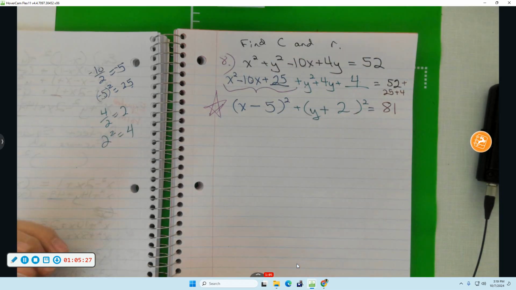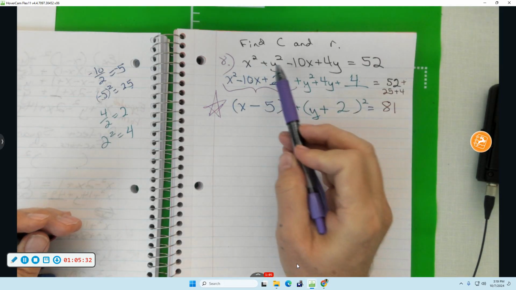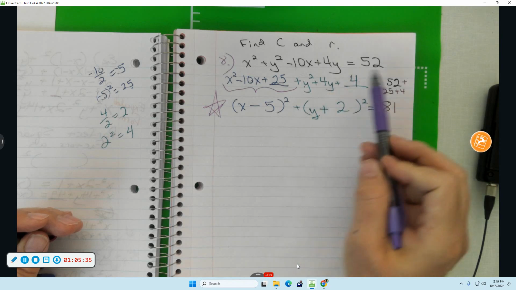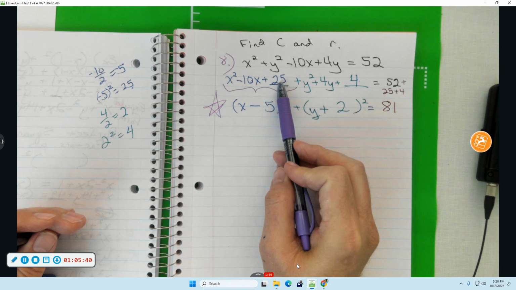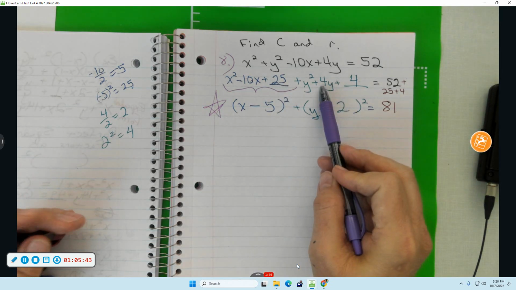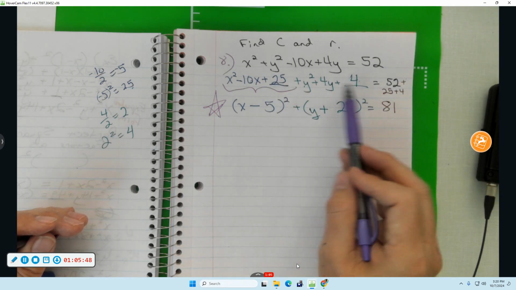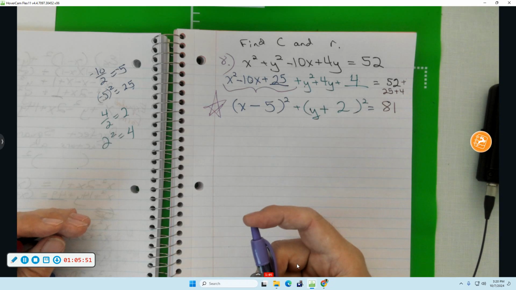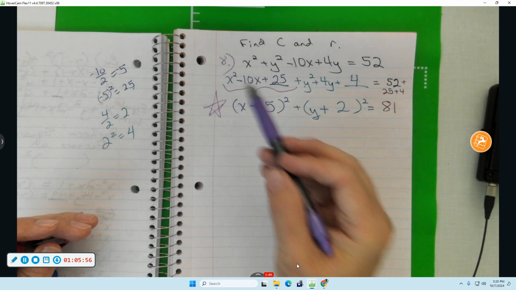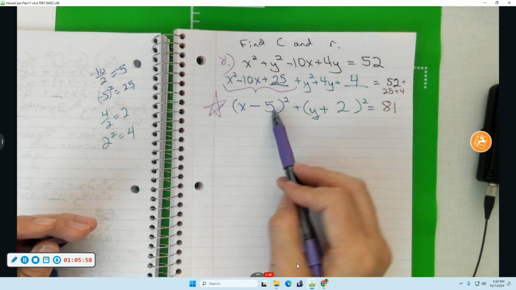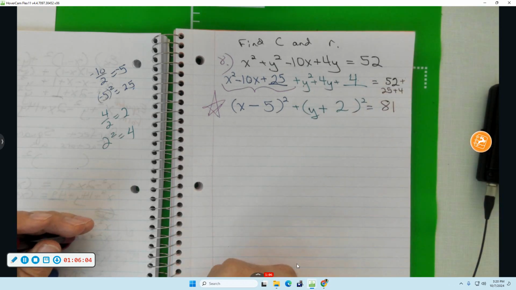Here is center-radius form. This is what we were after. Group the x terms together. Group the y terms together. Move the constant over. Half of 10 is 5. 5 squared is 25. Half of 4 is 2. 2 squared is 4. Those numbers that you're adding in there on the left, you're going to have to add them to the right also. And then notice how nicely these perfect square trinomials factor. Variable, sign, half of 10 is 5. Variable, sign, half of 4 is 2.